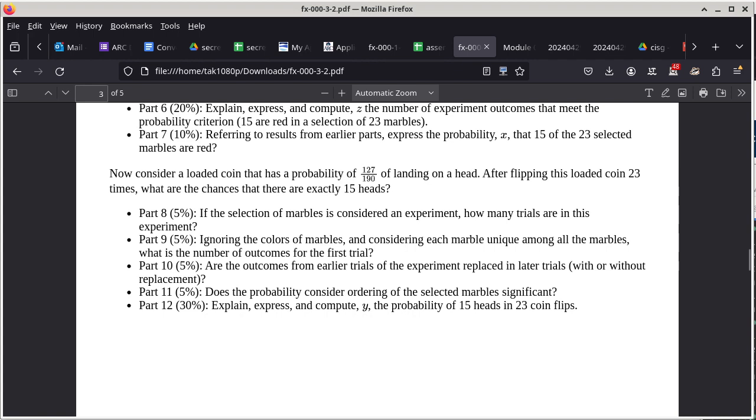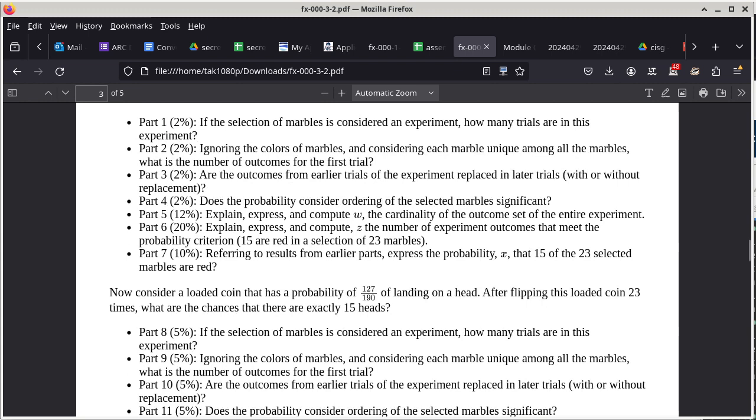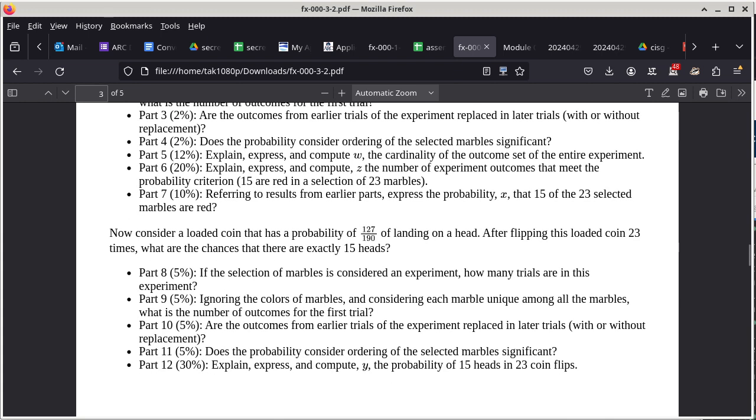Ignoring the color of the marbles, considering each marble is unique amongst all the marbles, what is the number of outcomes for the first trial? I copied and pasted the question incorrectly, because in this case it would be asking how many outcomes we have per trial. And the answer is 2, because we are flipping a coin, so there are only 2 possible outcomes. It's either a head or a tail.